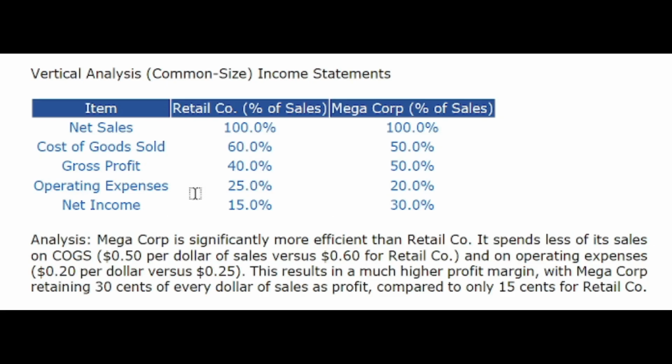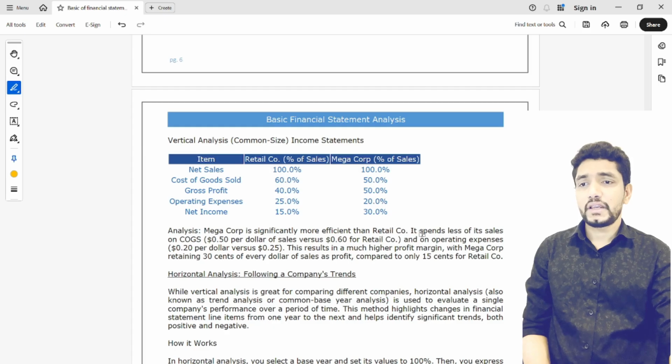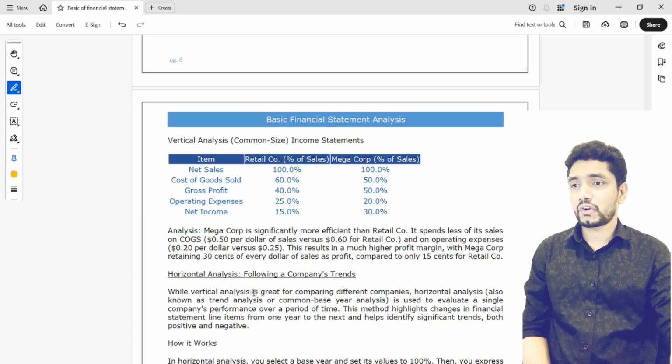So in this analysis, what we can say is Mega Corp is significantly more efficient than Retail Corp. It spends less of its sales on cost of goods sold and operating expenses. This results in a much higher profit margin, with Mega Corp retaining 30 cents of every dollar of sales as profit compared to only 15 cents for Retail Co. So this is the analysis we can get from vertical statement analysis.